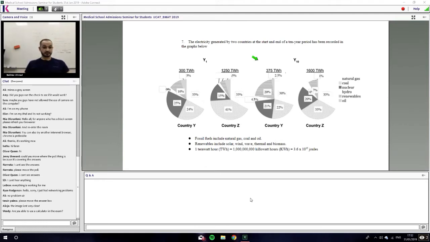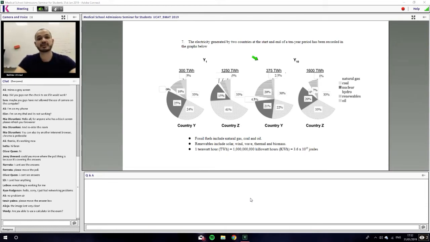So someone's just asked a question if you're allowed to use a calculator in the exam. So yes, you can, but it's an on-screen calculator. So if you go onto the UCAT website, there's some official past question papers, and you can see what the format is like. So it's an on-screen calculator, which you have to use your mouse, or you can type on the keyboard and you can use it, but you can't take in a physical calculator.